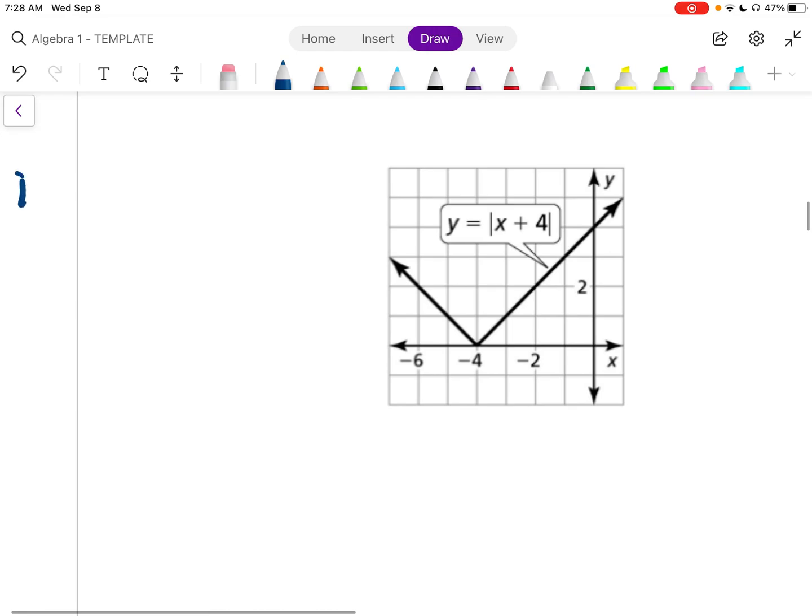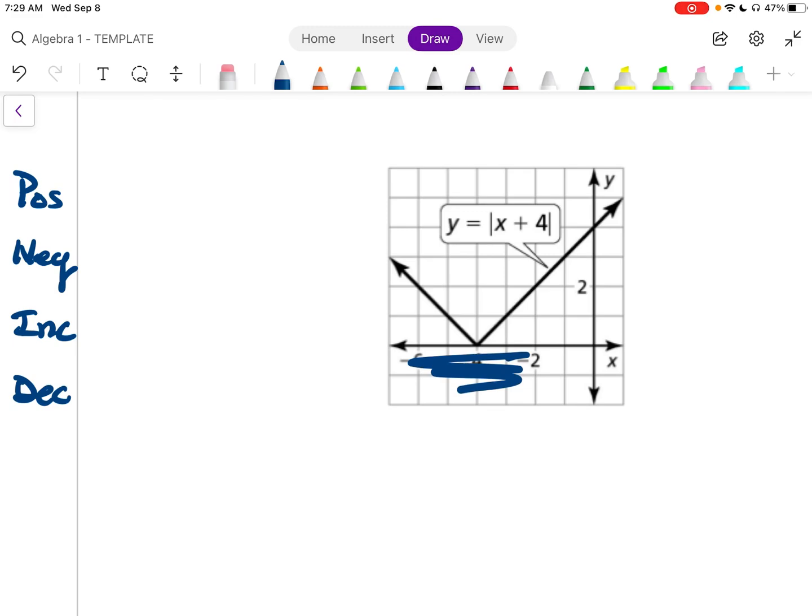So it's talking about positive, negative, and then we have increasing, decreasing. Positive. This graph is never below the x-axis, right? There's nothing at all below there. But there is one point where it's not positive. It's not positive right there, right? Because right there, that's an x-intercept, and it's not actually positive at the x-intercept. So I'm going to say it has none for negative.